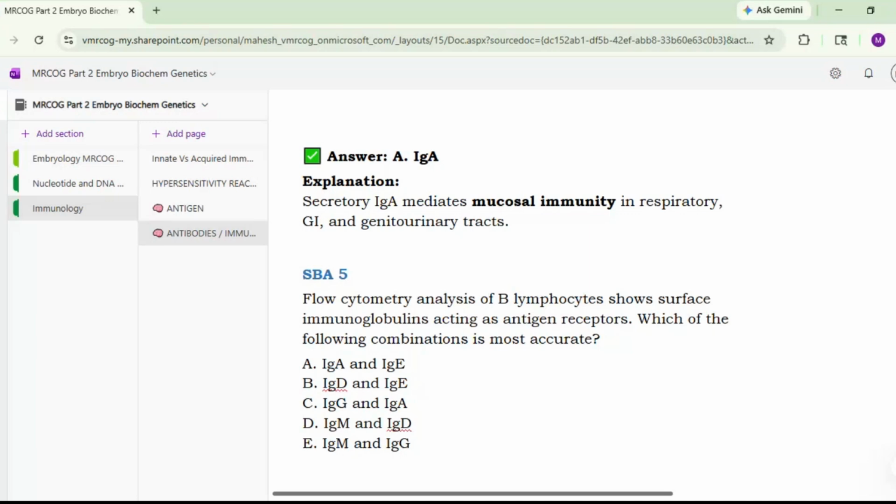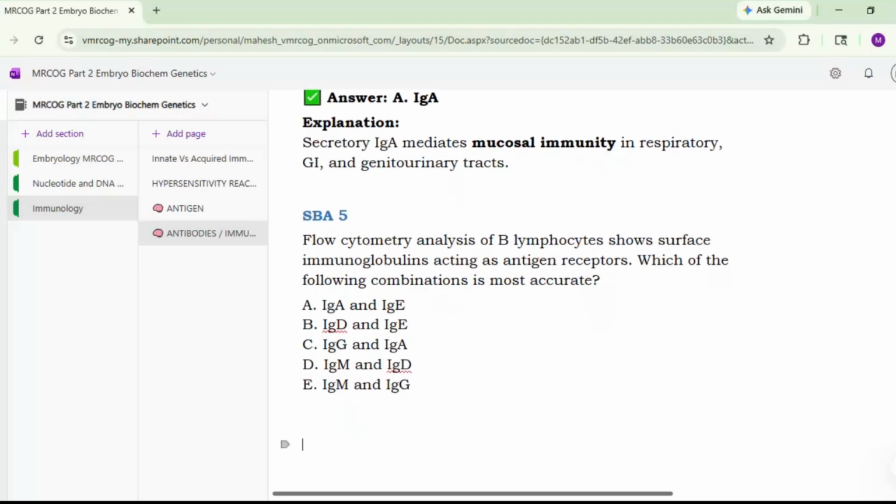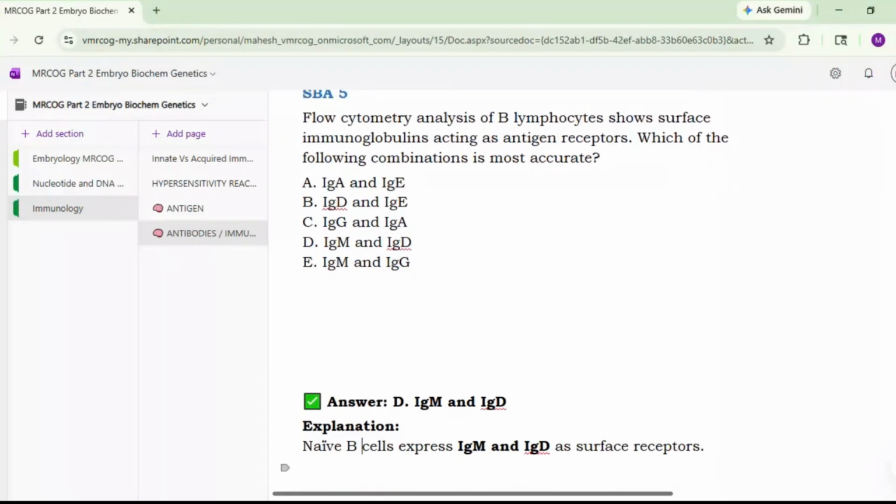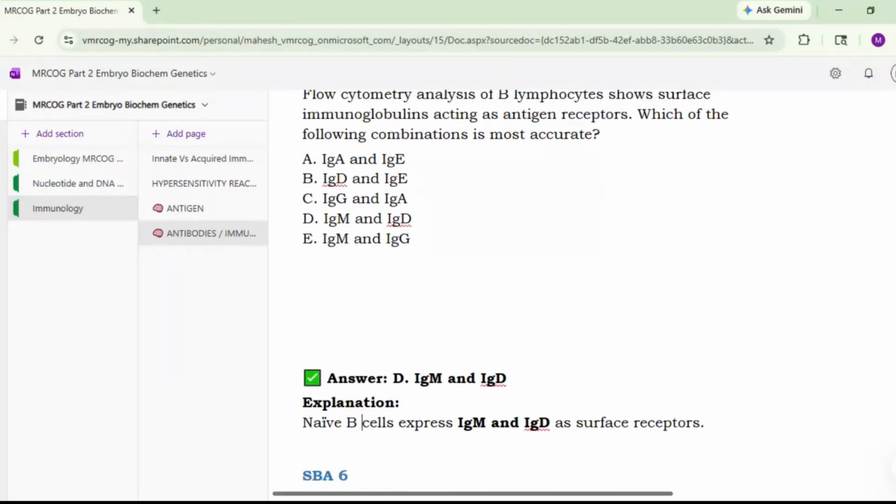IgM and IgD are in the B cell receptors. IgD is the only other antibody present on the B cell lymphocyte surface. So IgM and IgD here. Naive B cells express IgM and IgD as surface receptors.